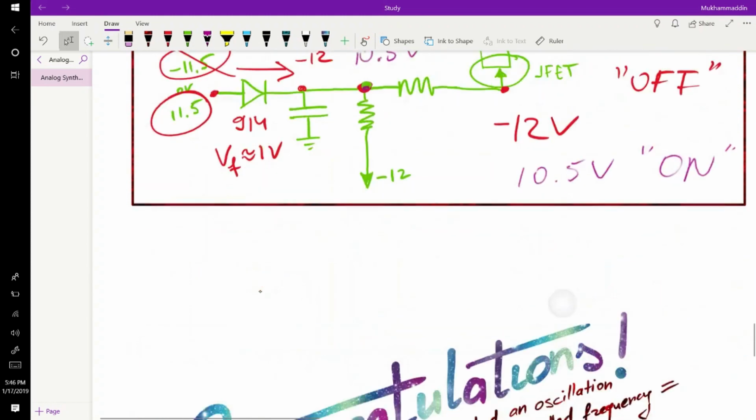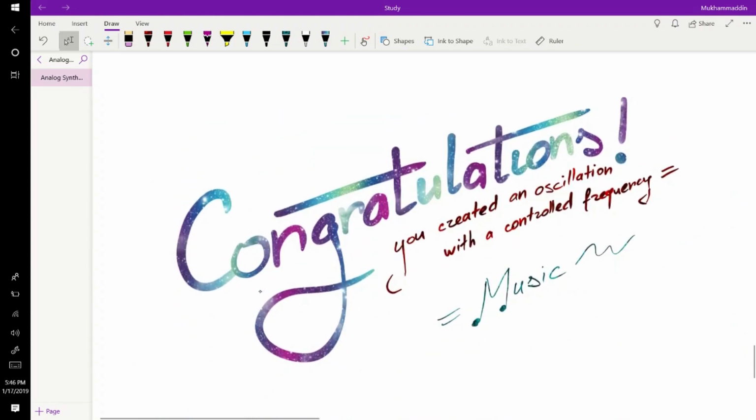And that is pretty much how your voltage controlled oscillator works. And I prepared a celebratory slide at the end. Congratulations, you created an oscillation with a controlled frequency, which is music. Whew, great job, great job.